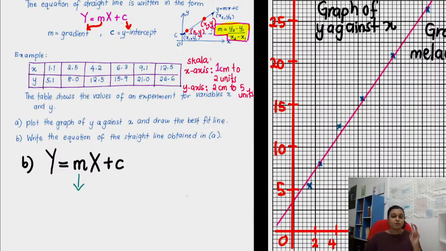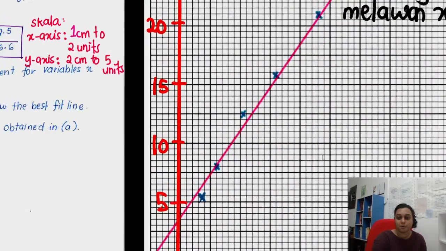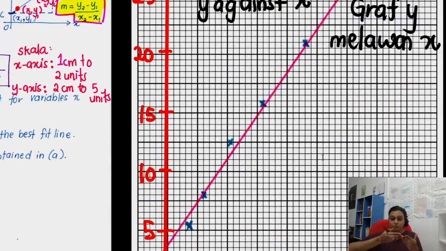How to find? Choose dua point daripada graph kita. You can choose any 2 points from your graph. Make sure that the points that you choose is on the straight line. Make sure the points that you choose, titik yang students choose adalah atas garisan. Like my one must be on that pink color, the straight line.